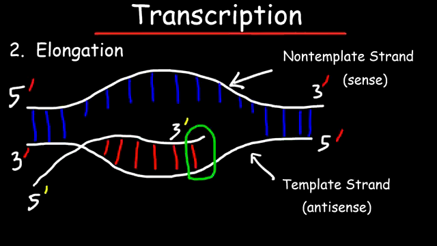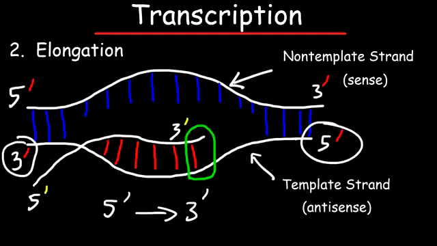The next thing that RNA polymerase does is it causes the 2 DNA strands to separate. And during elongation, it begins to add nucleotides to the growing mRNA strand that we see here. Thus, RNA polymerase synthesizes mRNA starting from the 5' end going to the 3' end. However, RNA polymerase reads the DNA strand in the 3' to the 5' direction.